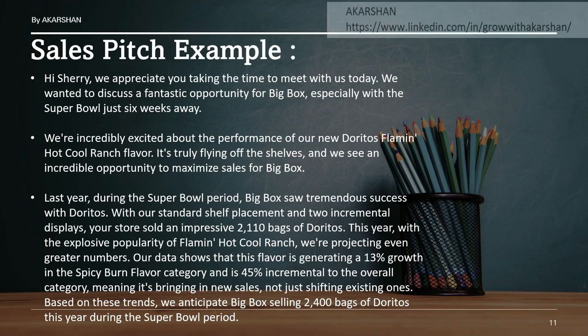Tell them about what happened last year. Tell them about the numbers. You can see here that 2,110 bags of Doritos were sold. This time you are expecting some increment: 2,400 bags of Doritos would be sold. So you're going to make a lot of money. Tell them how.